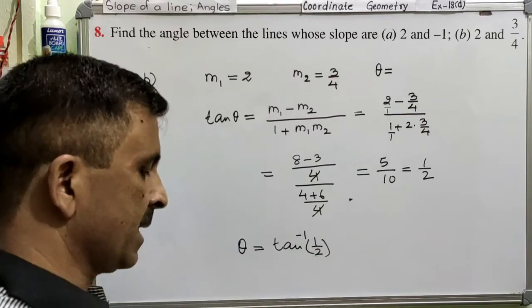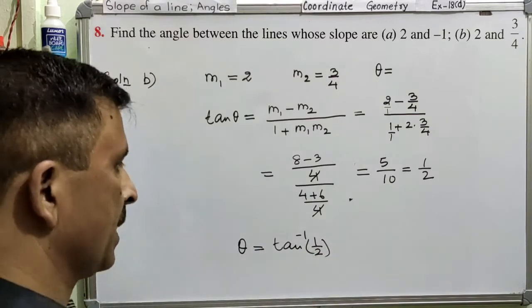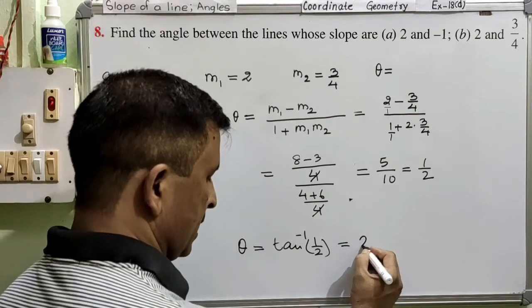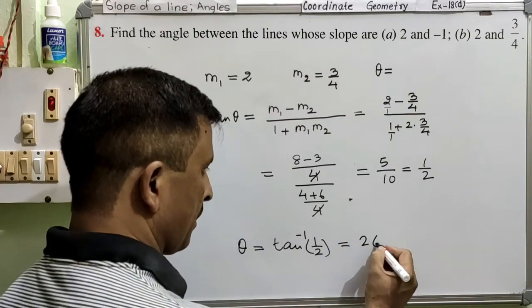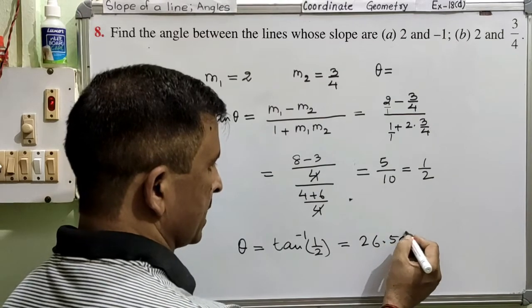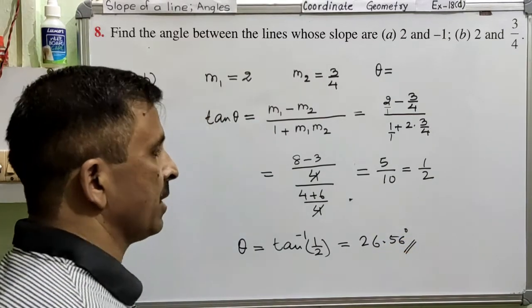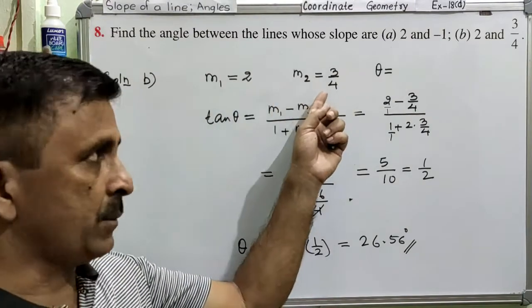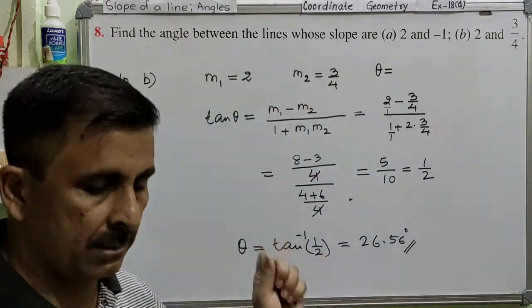Clear? Now after this, you can use the calculator, and using the calculator you can find the value. The value of this is coming as 26.56 degrees. This is your angle between the two lines whose slopes were m1 and m2. Am I understood? Thank you.